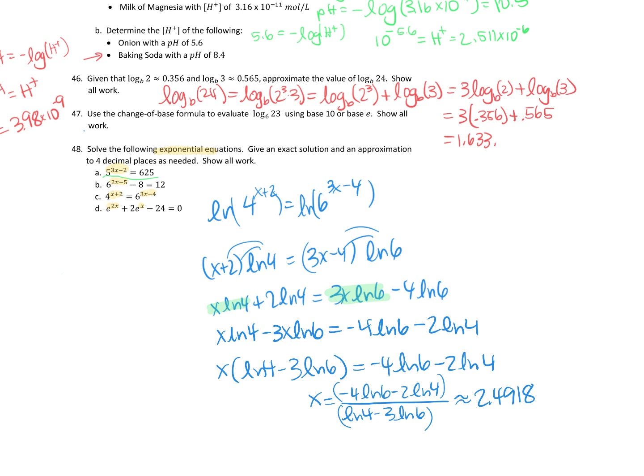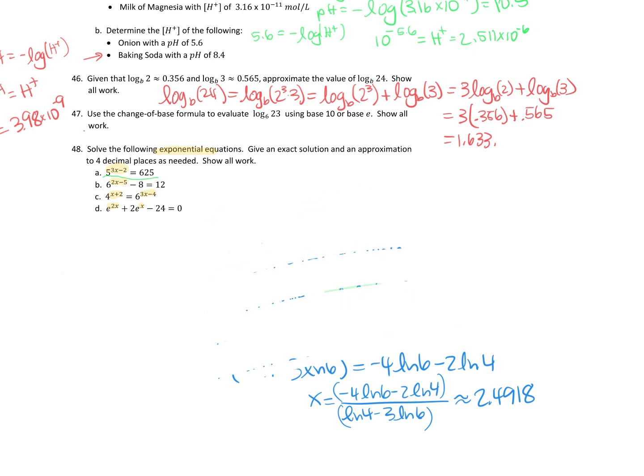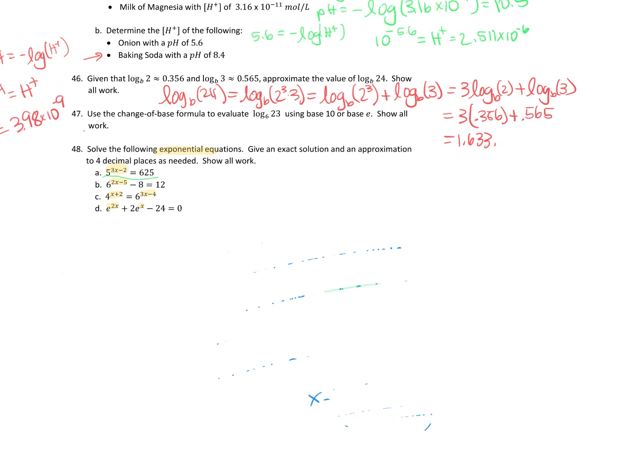Okay, the last one. We can notice on the last one that it looks a little bit like a quadratic. Okay, so the last one will give me e to the x squared plus 2e to the x minus 24 equals 0. So I can factor that.